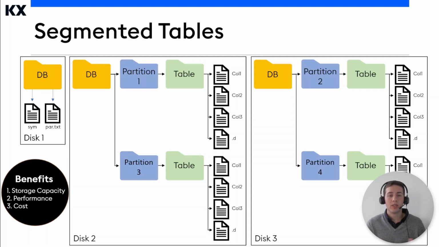There's also performance gains. When data is being retrieved from a given disk, the read and write performance is limited by the I/O capacity of the disk itself. So having different partitions on different disks can distribute the intensive queries across multiple disks, significantly reducing the overhead due to I/O. There can also be cost benefits.